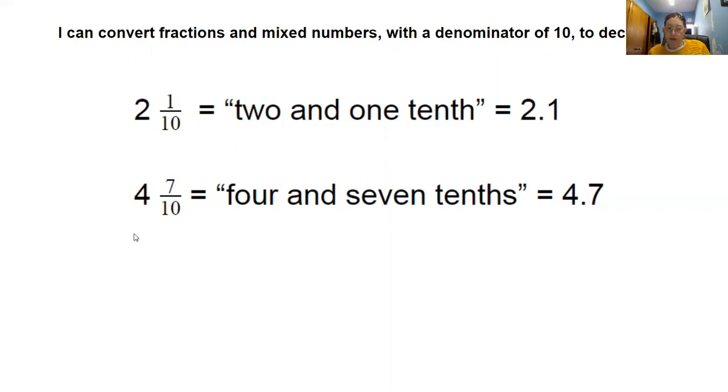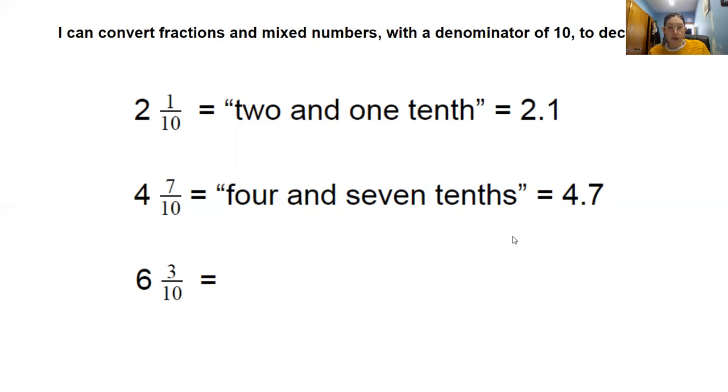And again, let's look at this here. 4 and 7/10. 4.7. 4 is our whole. 4 ones. 4 and 7/10. Now I want you to try one. Pause the video, write out the word form and the decimal form for the mixed number below.